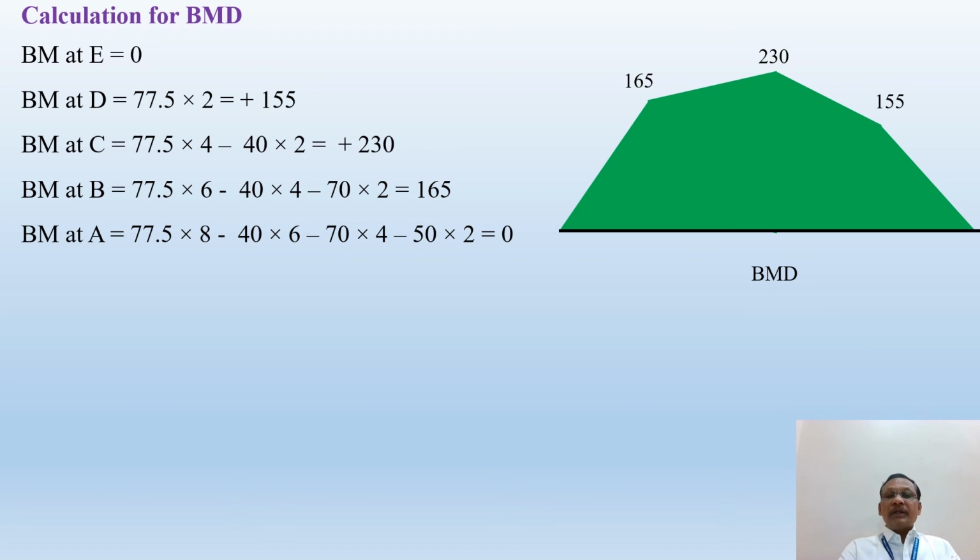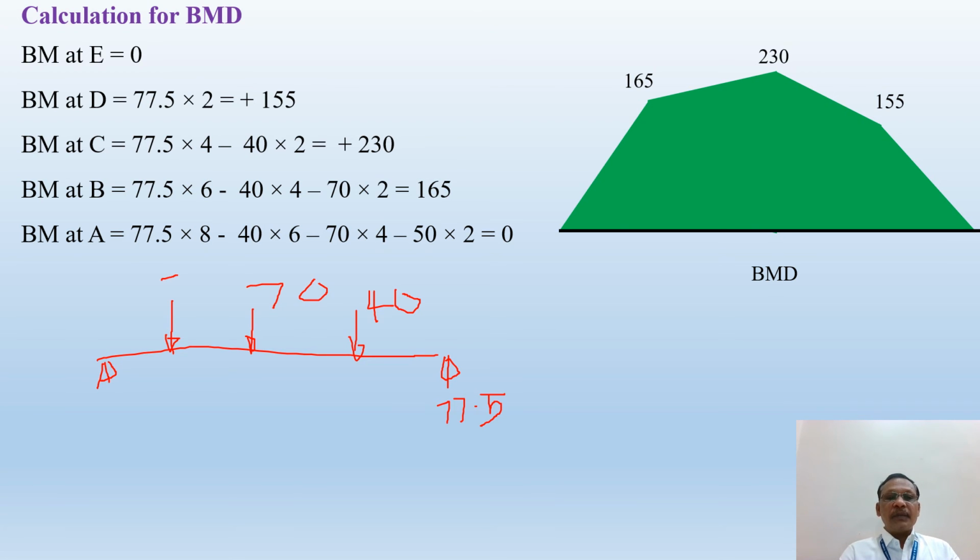Bending moment at E. We know that this is the beam. It is subjected to three loads at equal distances: 2 meter, 2 meter and 2 meter. So I think VE is equal to 77.5. Then the last loads are 40 kilonewton, then 70 kilonewton, and the last one is 50 kilonewton.